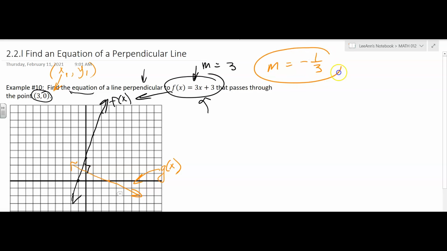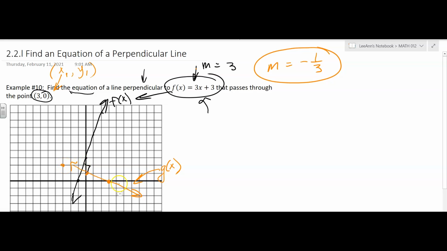Okay, so that's really important. That's what we're pulling out from that equation. The f of x has a slope of 3. Our line's got to have the opposite slope, negative 1/3. Now, if I thought about that slope, remember I'm going through this point right here. If I were to go up 1 and back 3, up 1 and back 3, 1, 2, 3.